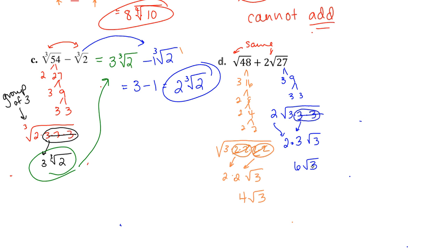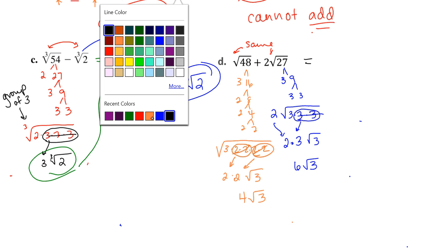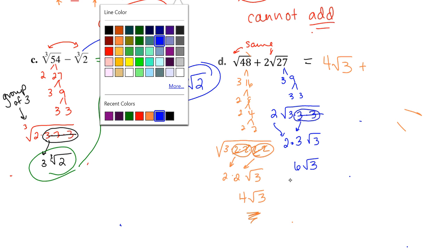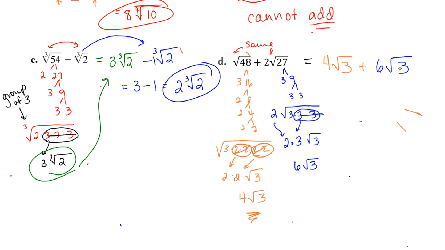All right, so back to our problem. This equals, now that we've simplified everything, 4 square root of 3 was this guy right here, and then it's plus this guy, 6 square root of 3. Then when we combine those together, now that they match, same number on the shelf, same number inside, all we got to do is combine the number parts on the outside. So it's 4 plus 6, which is 10 square roots of 3. That's it.